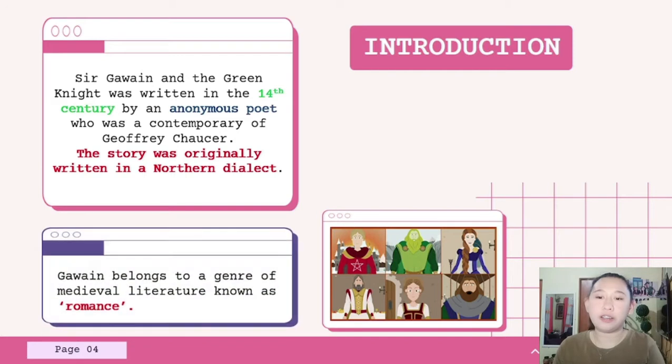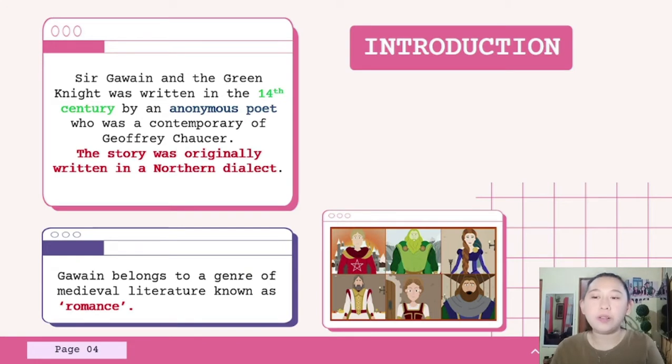Gawain belongs to a genre of medieval literature known as romance. Romance texts are predominantly concerned with love, but often focus more on adventure. They frequently involve a hero, usually a knight involved in a quest. So this poem is part of the medieval romance tradition, which means it focuses on the journey or quest of a single knight and what he learns about himself and his culture in the process of pursuing a great adventure.